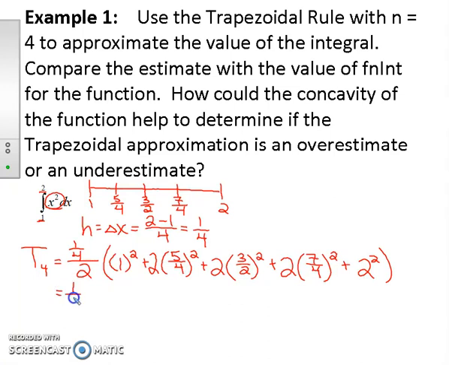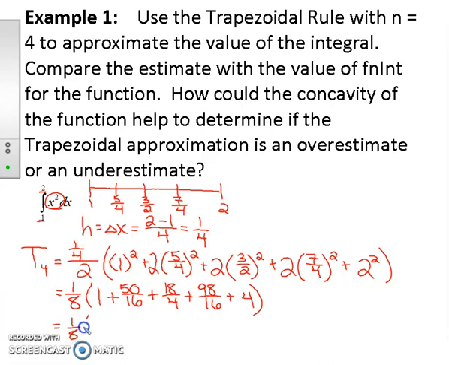1/4 divided by 2 is actually 1/8. And then 1 plus 5/4 squared is 25/16 times 2, which is 50/16. I'm just going to leave it like that. I know it can reduce, but I'm going to leave it like that for right now. The next one is going to be 9/4 times 2, which is 18/4. 7/4 squared is going to be 49/16 times 2, which is 98/16. And then 2 squared is 4. So again, I'm working this as if I did not have a calculator. So a common denominator would probably be good.